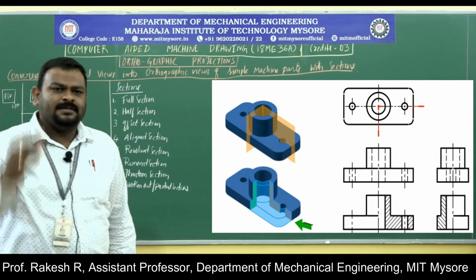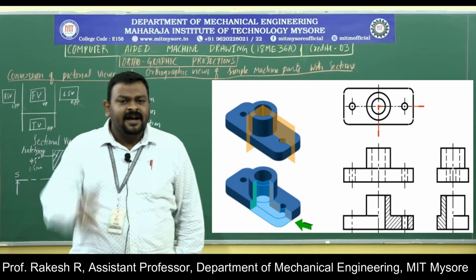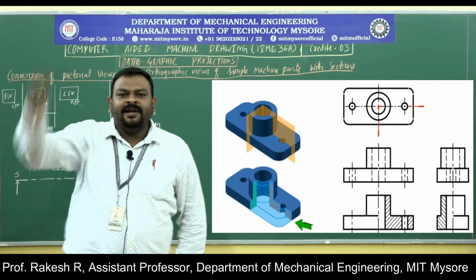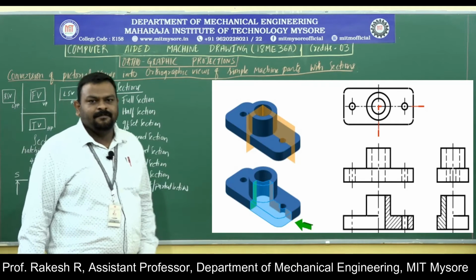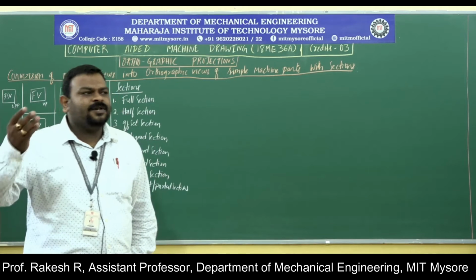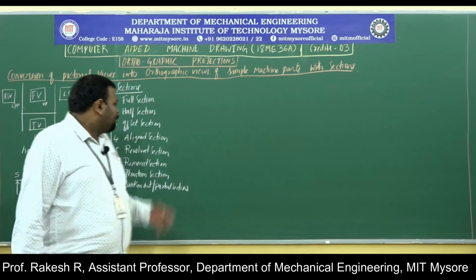Whenever you cut a screw jack assembly, that is a half section because it is symmetrical in nature, and this gives more interior details of the component rather than a full section. Very importantly, almost all the CT scans are half sections in nature.